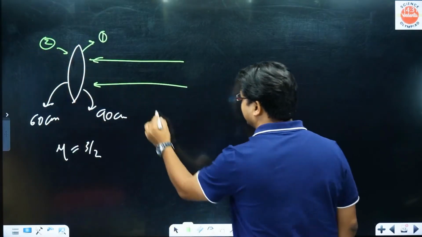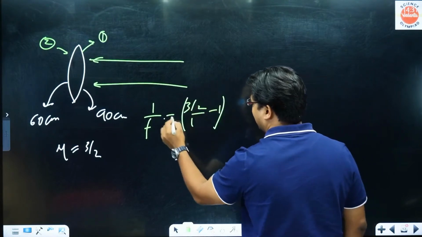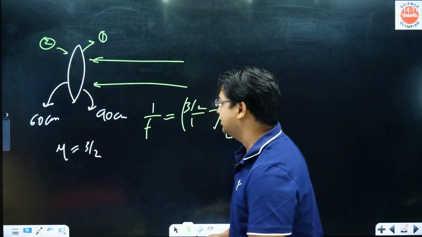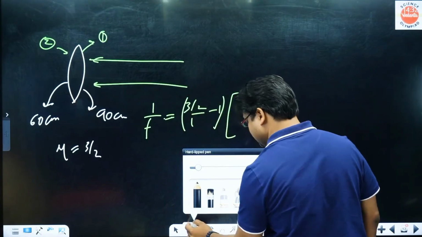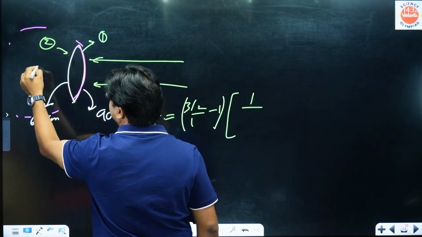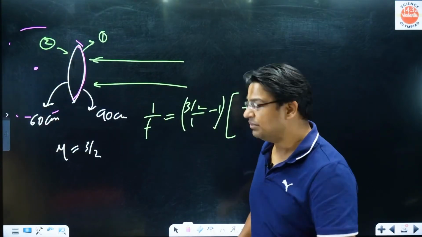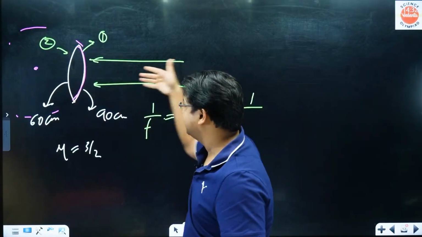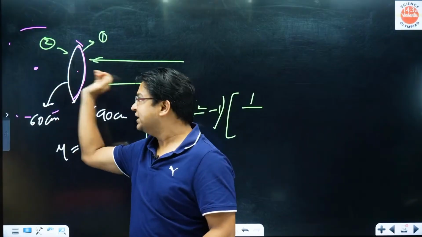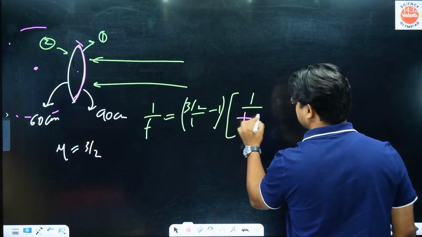And now if I'm putting values in the formula, I will write 3/2 by 1 minus 1, and then I will write 1 upon R1. Now notice that R1 is this surface. I complete the circle. I see that the center of curvature is on the right hand side, and that is the positive side. Now this time this side is positive because the light is coming from this side. This becomes the origin. The direction of incident rays is towards left, so anything towards the left of origin will have positive coordinate. So we will write plus 90.